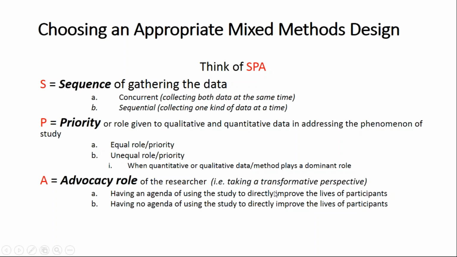Especially when you are looking at the phenomenon from the transformative perspective, this means that you have an advocacy role. So in your study, do you have an agenda of using the study to directly improve the lives of participants or a group of people? Then you have an advocacy role. If you are not, then you don't have an advocacy role or agenda. So these are the three things that you have to know, and this will help you to decide the best approach.